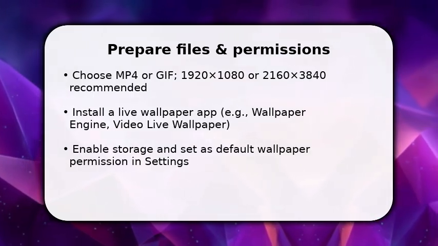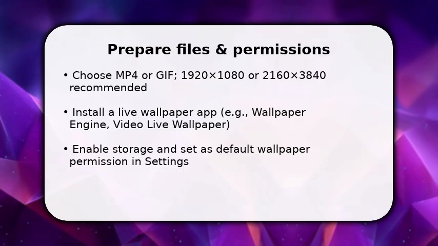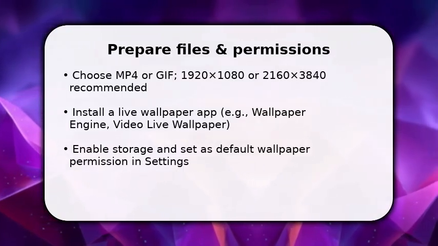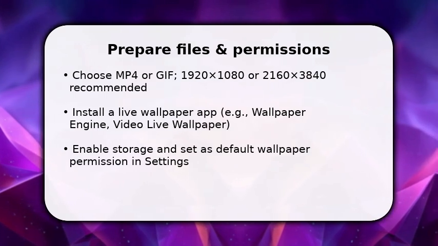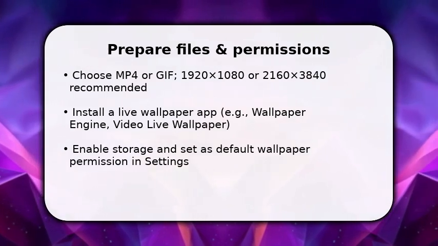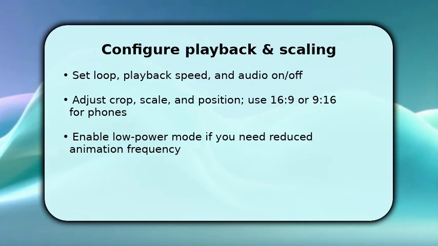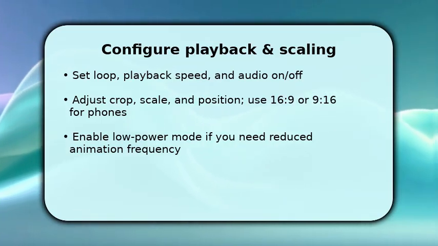Make sure battery optimization is off for the app so the animation plays smoothly. Pause here only when the file displays correctly in the app preview. Now you'll configure playback and visual settings to fit your home screen. In the app, set looping, mute audio if undesired, and adjust playback speed for subtle motion.